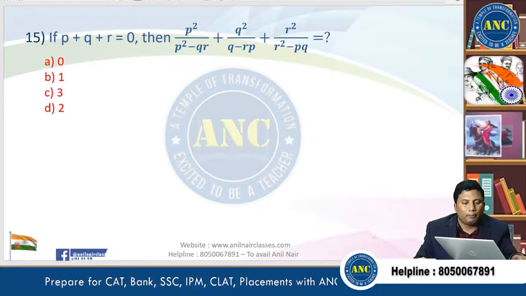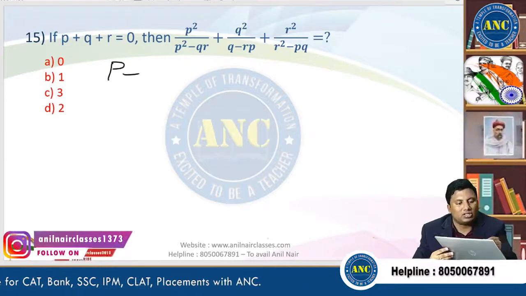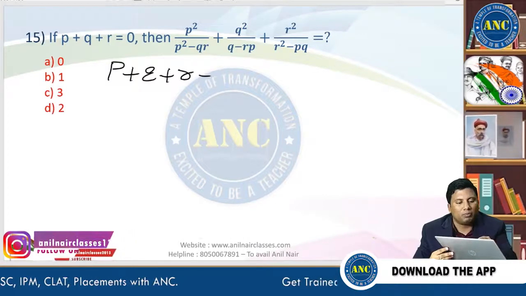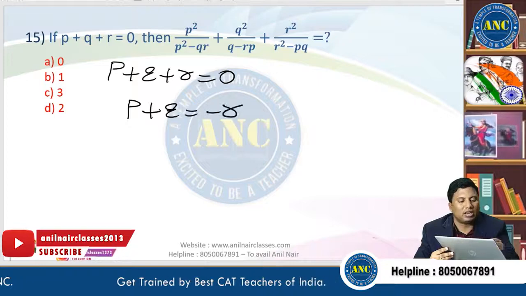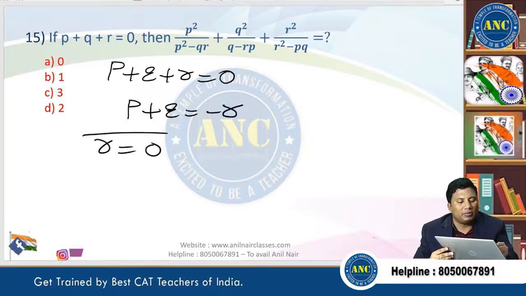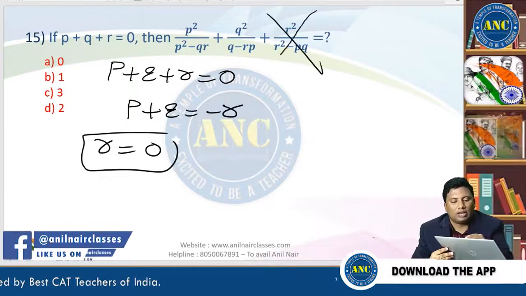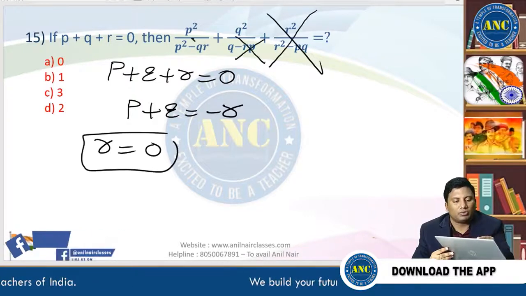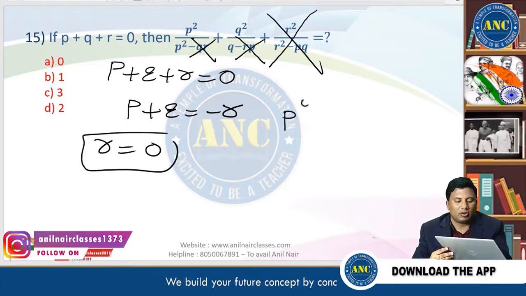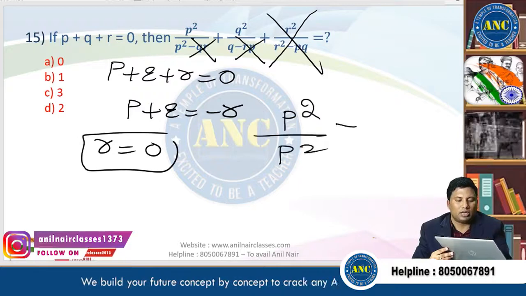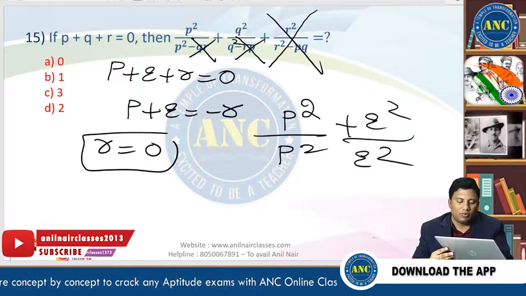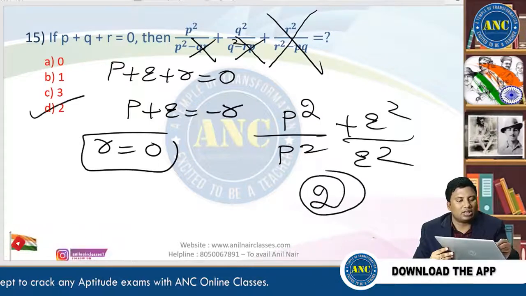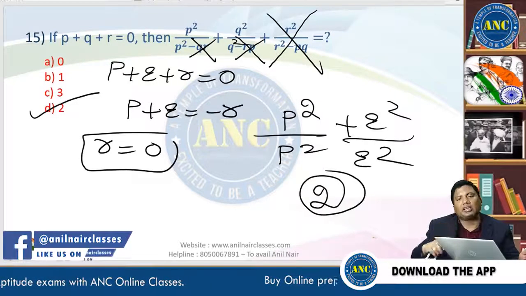If p plus q plus r is 0, p plus q is equivalent to minus r. Make dependent variable 0, 0 by something out, 0 into something out. p square by p square plus q square by q square, 1 plus 1, answer is nothing but 2. I hope the idea is clear.